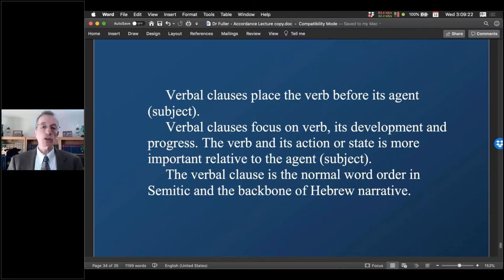But relative to the verb in a verbal clause. In a verbal clause, it's about the verb, okay? The verbal clause is the normal word order in Semitic, and it's the backbone of Hebrew narrative. So when you look at biblical Hebrew narrative, it's usually going to be verb first, subject second. And again, that's their definition of a verbal clause.